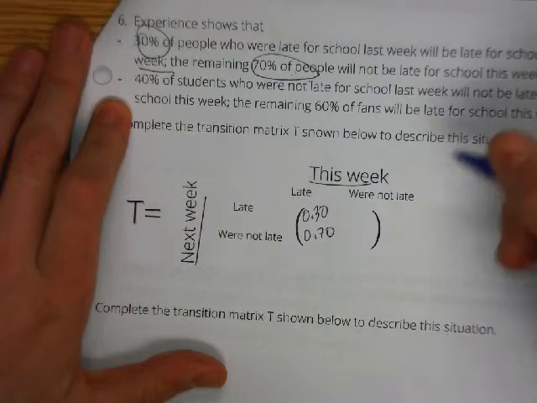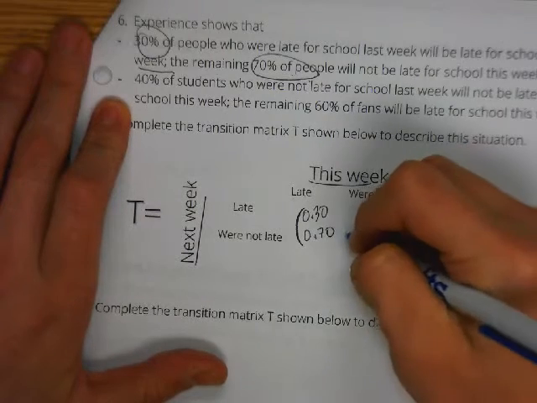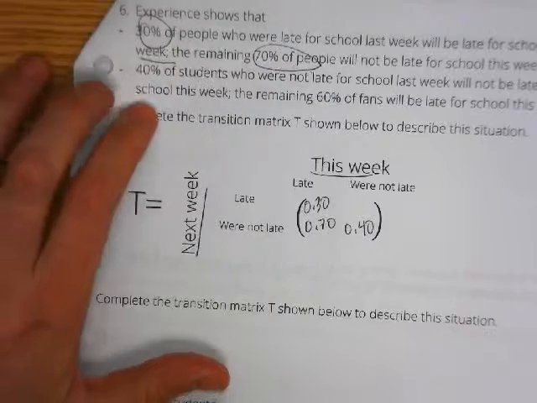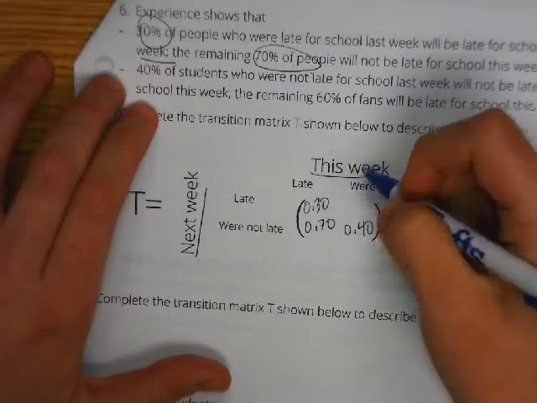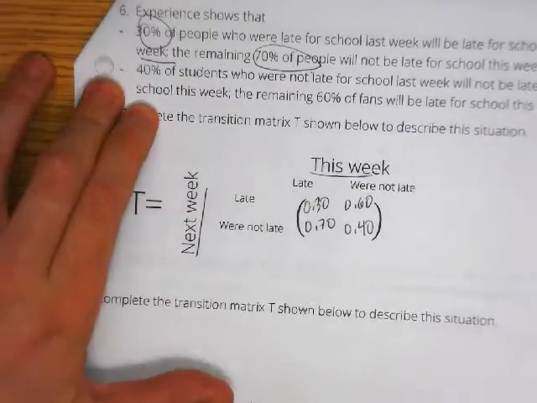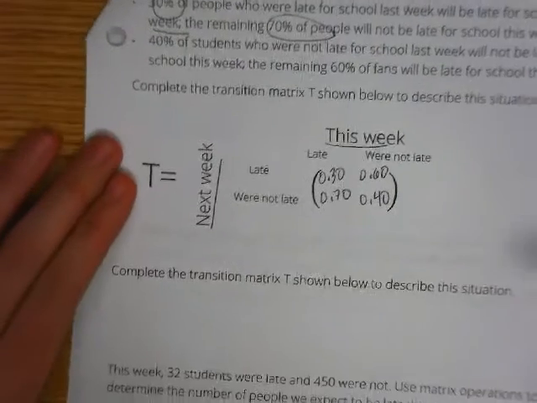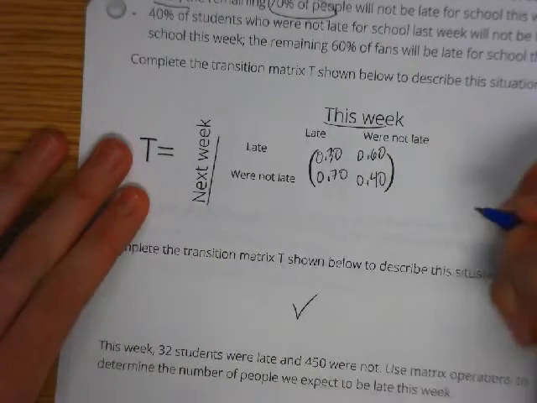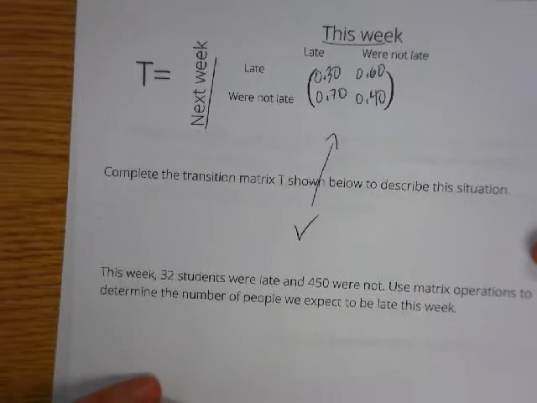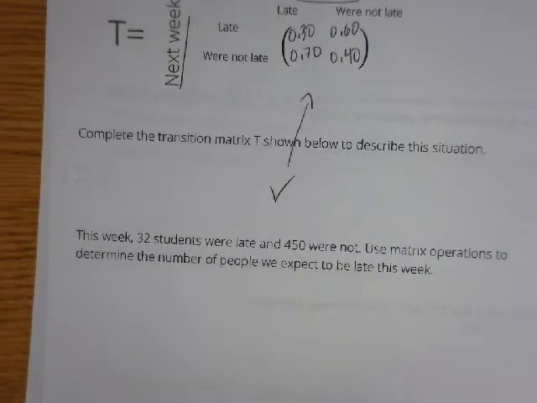40% who were not late will not be late. So they're not late 2 weeks in a row. Awesome. Good for you. That's where that 40 goes. The remaining will be late. So if they were not late this week, they will be late next week. I wonder why. Maybe bad weather. Who knows? So I already did this. Check. I did that up there.